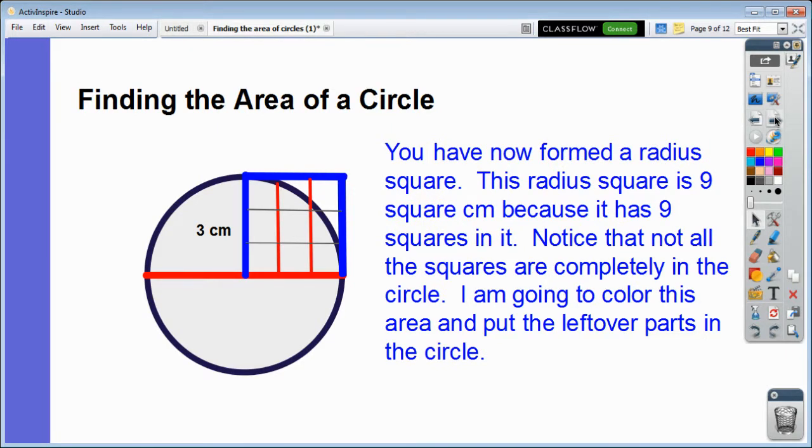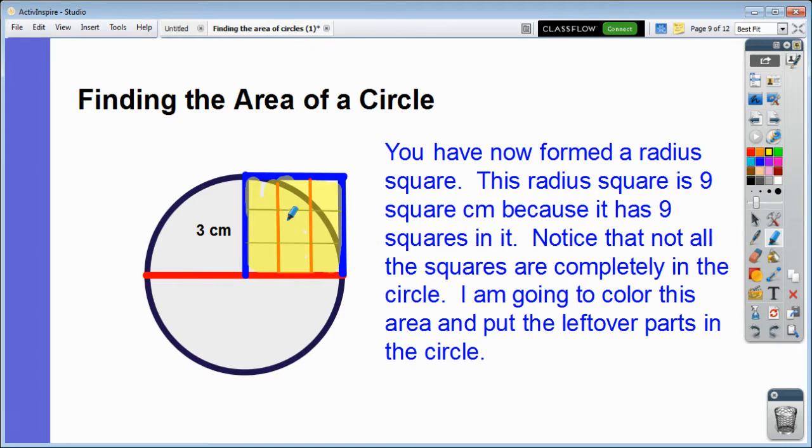You have now formed a radius square. This radius square is 9 square centimeters because it has 9 unit squares in it. Notice, though, that not all of the squares are completely in the circle. I'm going to color this area and put the leftover parts in the circle. I'm going to color the area of the entire square yellow. But some of it is outside of the circle.